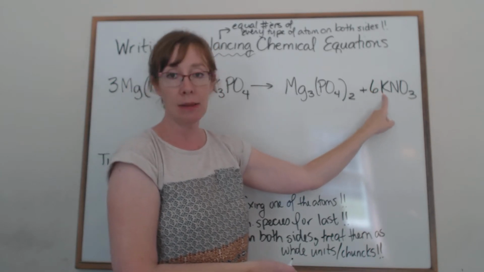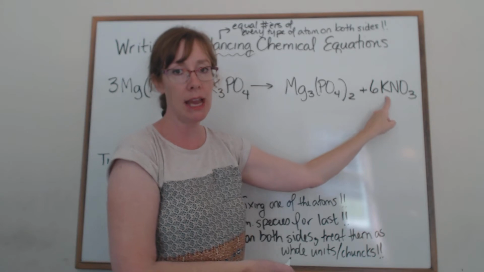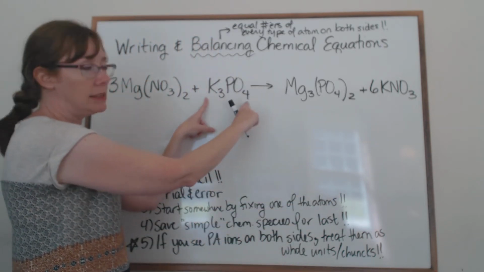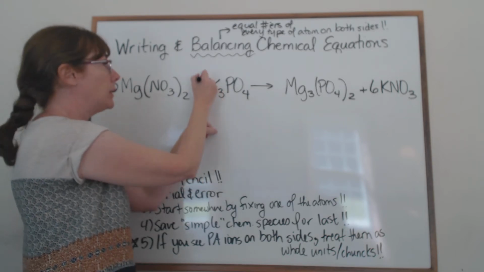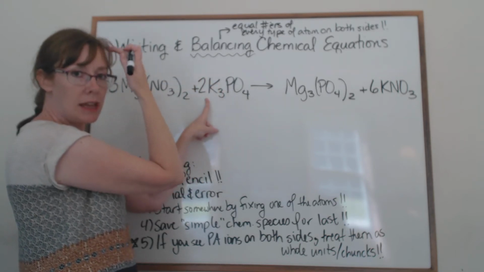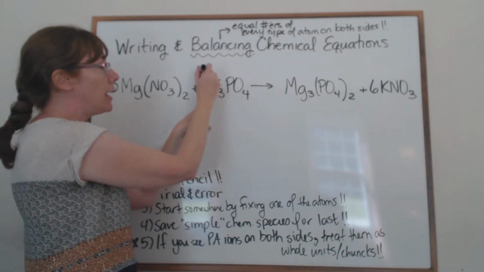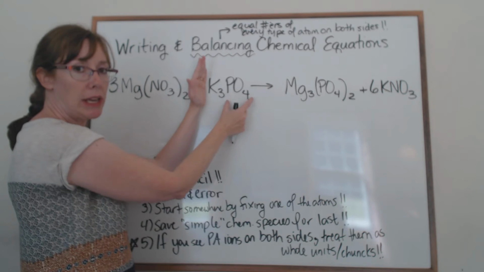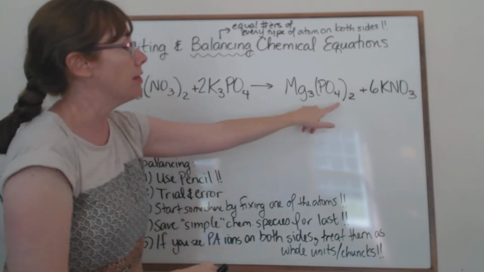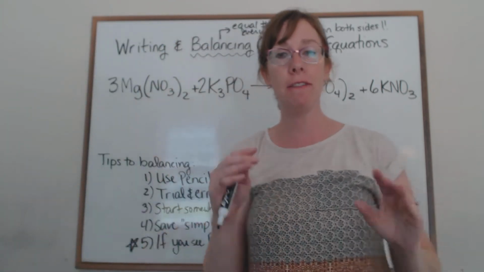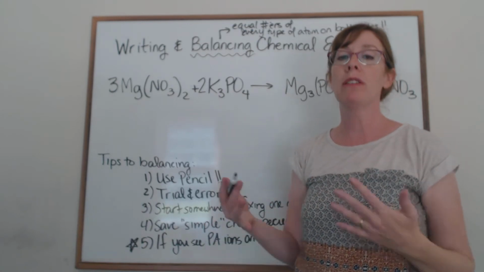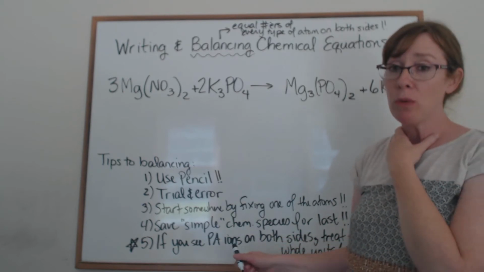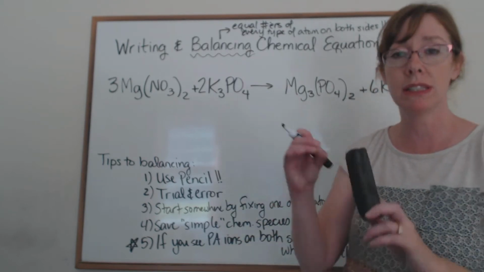Now I have 6 potassiums, so you just go to whoever's nearby. 6 potassiums. How can I get 6 potassiums here? Well, this compound has 3 potassiums, so I would need 2 copies of it. That gets me 6. And then how many phosphates do I have? Well, if I have 2 copies of this, I've got 2 phosphates, because each one of them only has 1. So now I have 2 of them, and that will be balanced. And usually, if you've fixed 3 of the 4 things, the 4th one is pretty obvious, what to do. So that's a big one. If you see the polyatomic ions, don't separate them out.